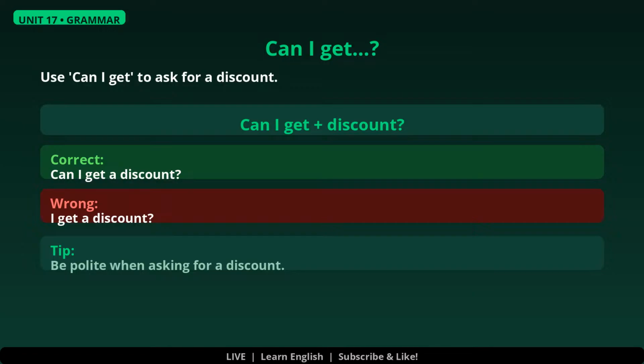Time for some grammar. Can I get? Use can I get to ask for a discount. For example, can I get a discount? A helpful tip. Be polite when asking for a discount.